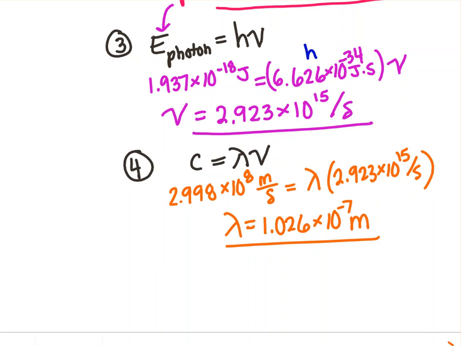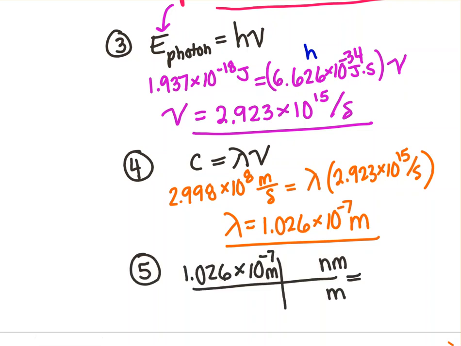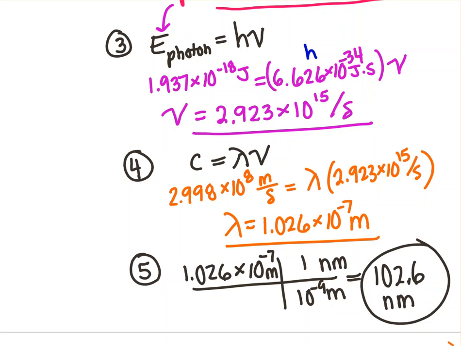So now I have the wavelength of light that is given off in meters, but in lab we're going to need to convert that to nanometers. So the last thing is just a conversion. 1 nanometer is 10 to the minus 9th meters. So that's how I get there. And for my final answer, for a transition from n equals 3 to the first energy level, I will get light given off, and it'll be 102.6 nanometers.